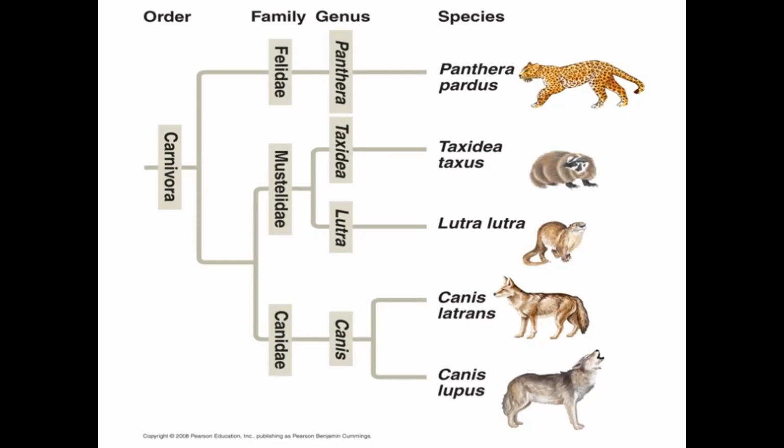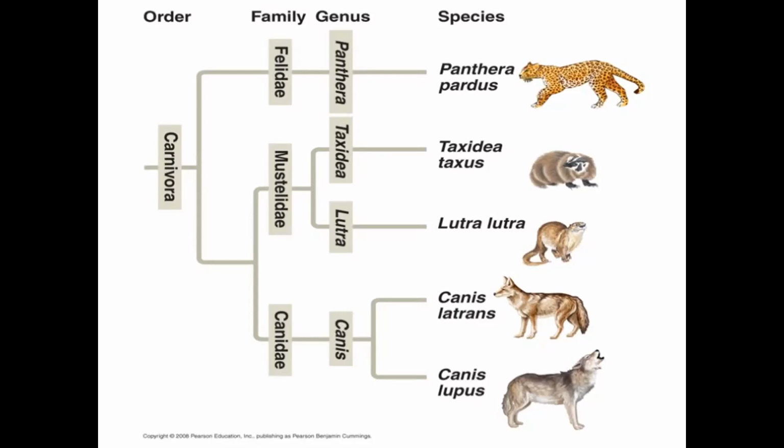Do they have the same order? What is it? Carnivora. Do they have the same family? What is it? Do they have the same genus? I'm just talking loud so the microphone can hear. Do they have the same genus? Yes. Do they have the same species? Okay, so Avery says they have the same order, family, and genus. That's correct. Let's go to Andrew.